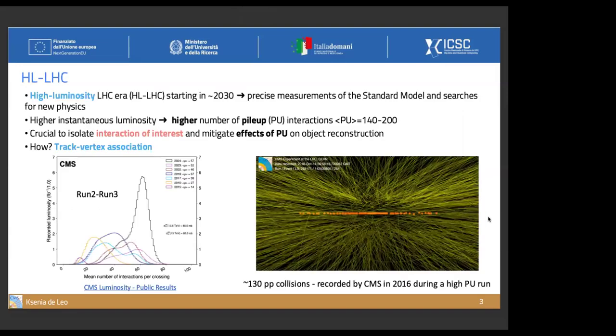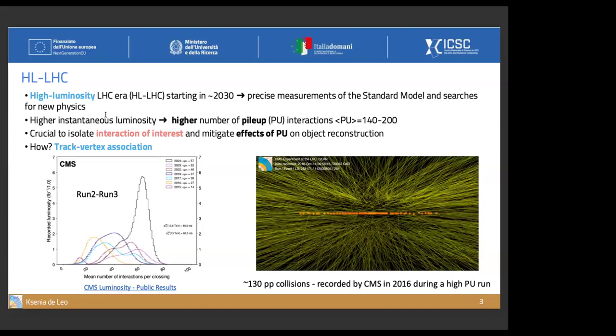So let's start with the motivation. As we already heard in the previous presentation, at the high-luminosity LHC, we will have a very high instantaneous luminosity, which will translate into a very high number of pileup interactions, between 140 and 200 expected. It will be important for us to isolate the interaction of interest among all of them and to mitigate the effects of the pileup on all the object reconstruction that is useful for performing physics analysis. And the way to do it in CMS is to perform a very precise track-vertex association.